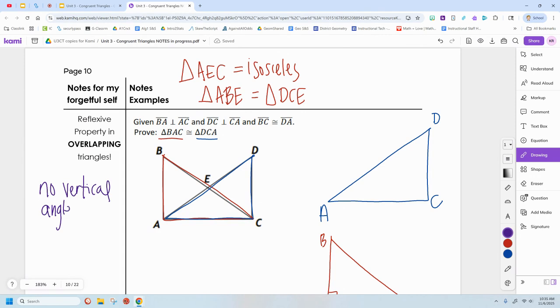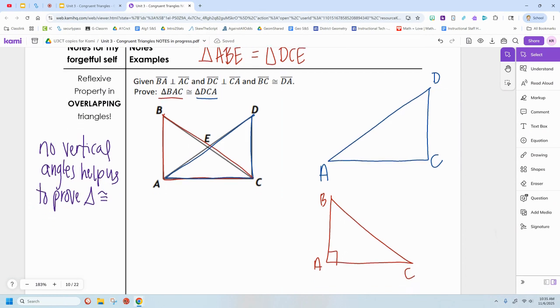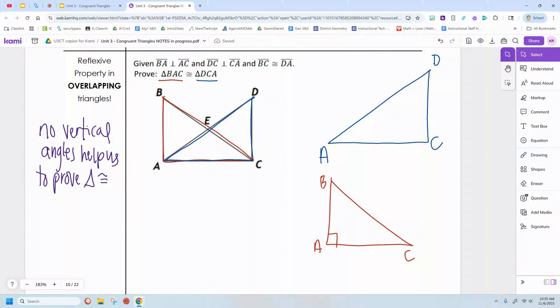And so, unfortunately, with these overlapping triangles, no vertical angles help us to prove triangle congruency. They just don't. The good thing is if you put them in your proof, you won't have points taken off, but you won't gain points either. So it's kind of like just a wash. Okay. So what we did last time, does everybody have these 2 pictures on their note pages already?